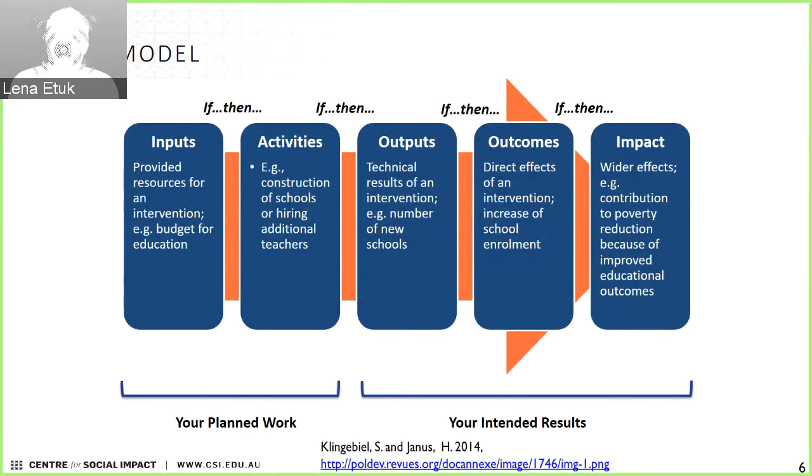And so those are the direct effects of a particular intervention. In this example, if we've constructed new schools, maybe that means more students can be enrolled, so then there could be an increase of school enrollment. That would be a direct outcome of building new schools.